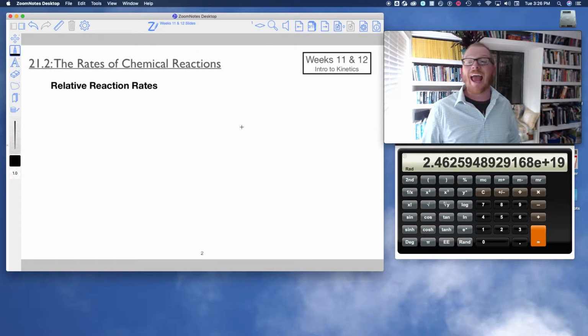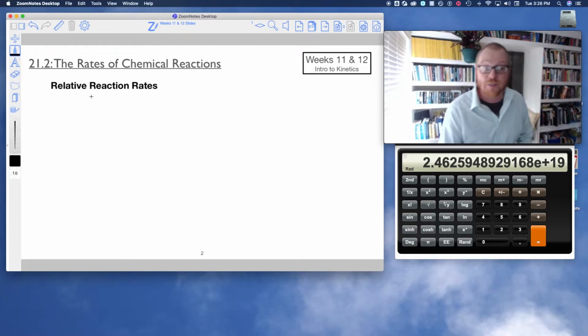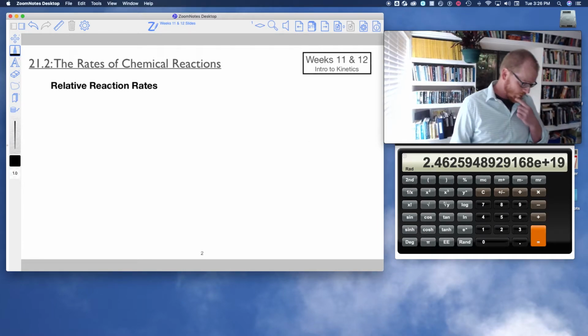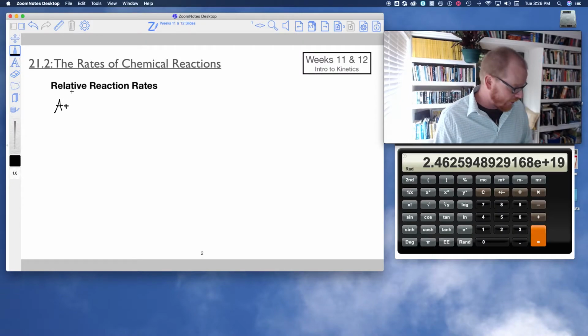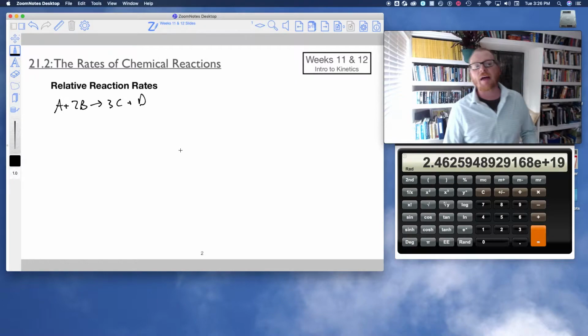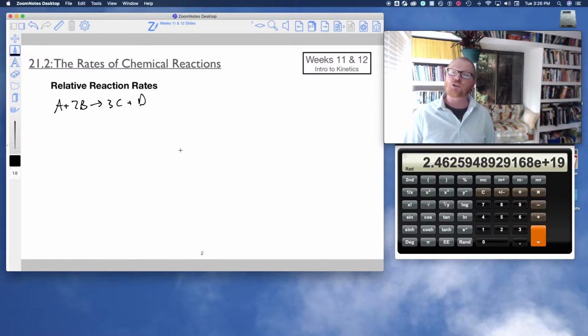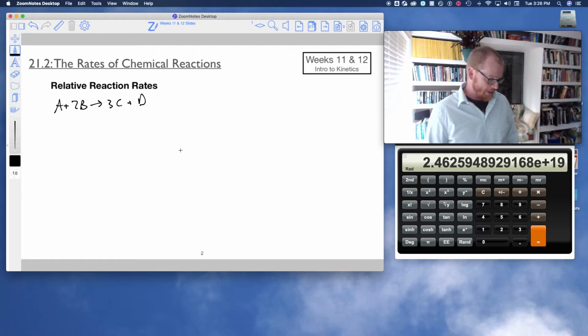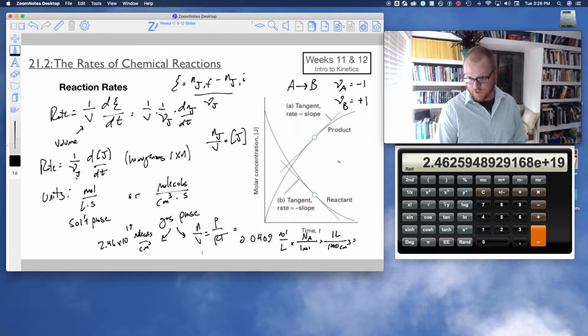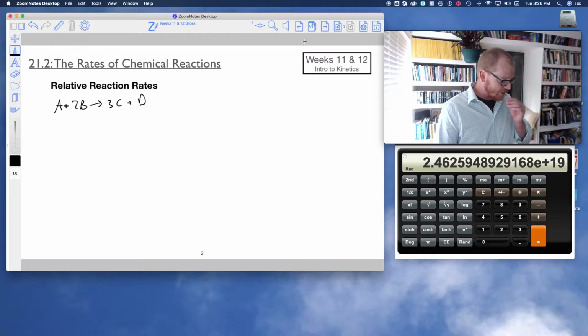So now what about when we have stoichiometry? This gets to our relative reaction rates. I'm going to draw up a simple generic example to talk about relative rates, and then I'll give you a real example. Suppose we have the reaction A plus 2B goes to 3C plus D. If I follow that simple definition, it's 1 over the stoichiometric coefficient times dJ/dt.